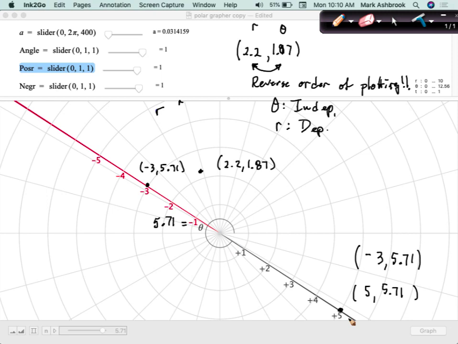Does that make sense? You need practice. So here's some practice points.